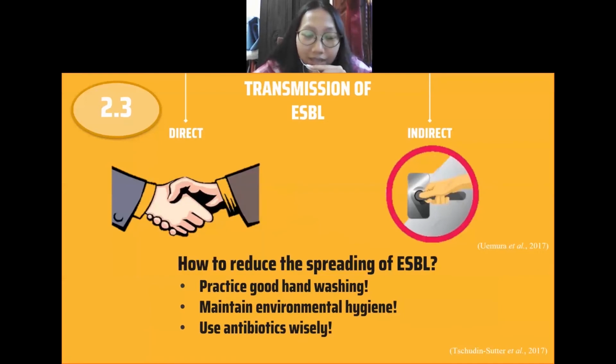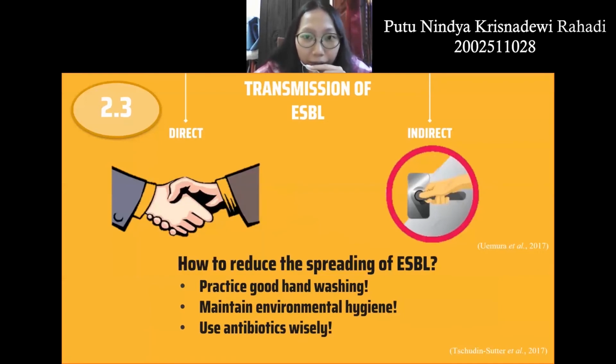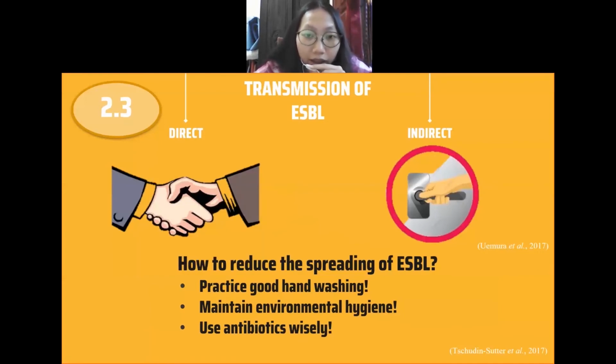My name is Nindya Krisnadewi, and I'd like to explain the transmission of ESBL. ESBL bacteria can be transmitted directly or indirectly. Direct transmission occurs person to person through skin contact, for example, via handshaking with people who are contaminated with ESBL bacteria.